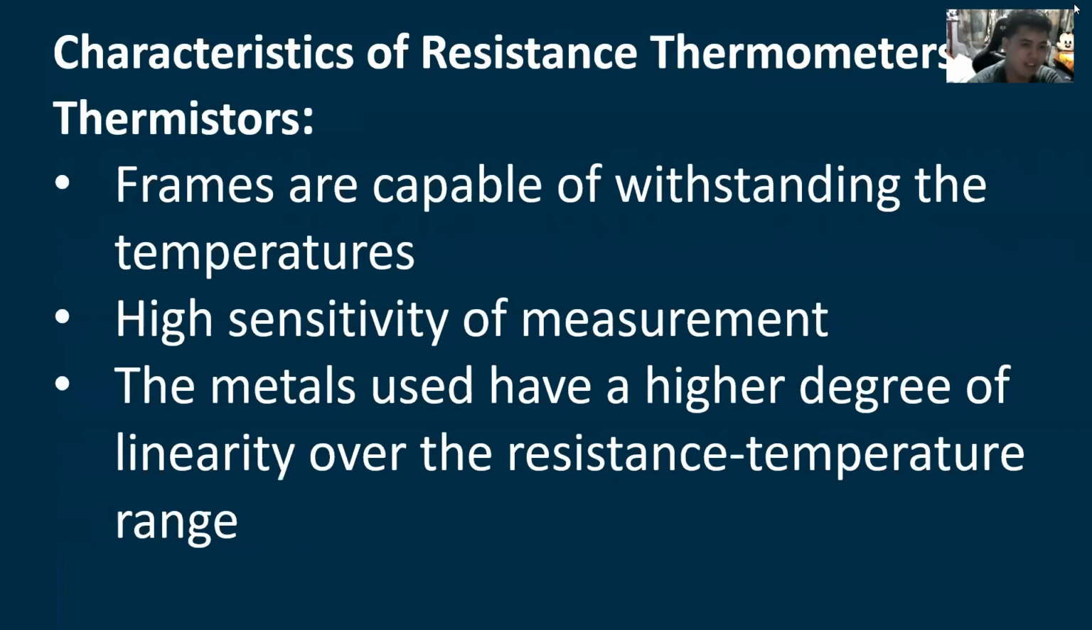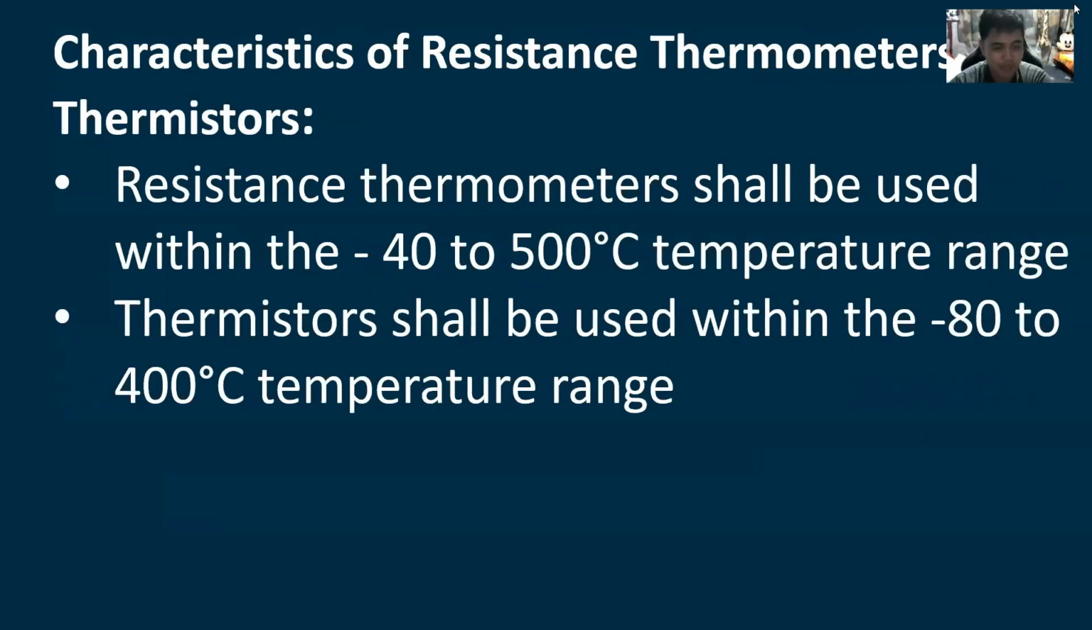So next one. The characteristics of resistant thermometers or thermistors. First one is frames are capable of withstanding the temperature. High sensitivity of measurement din siya. Tapos yung metals niya is used for high degree of linearity over the resistance temperature range. Okay, next. So meron din siyang resistance na 40 to 500 degrees Celsius temperature range. Tapos, pwede rin siyang gamitin within the negative 80 to 400 degrees Celsius temperature range.